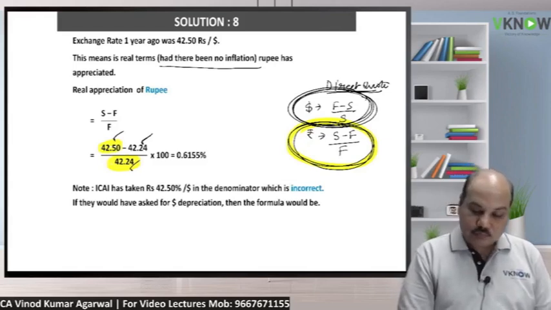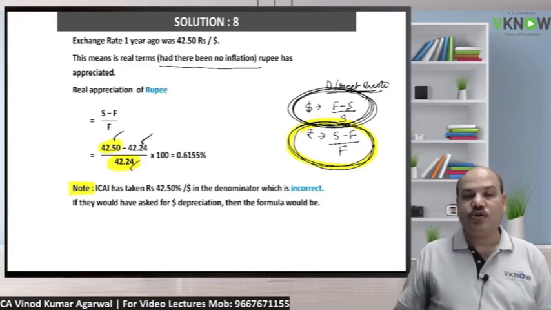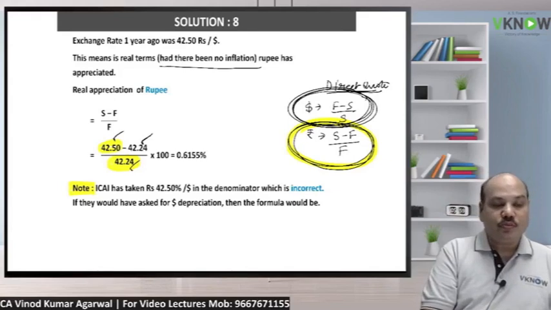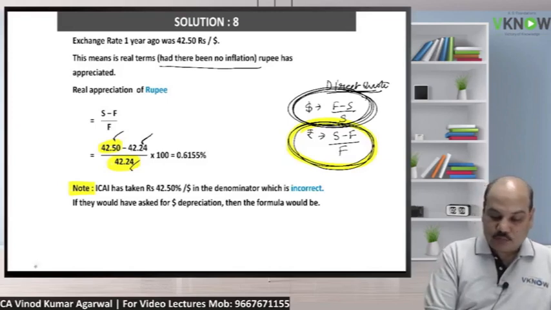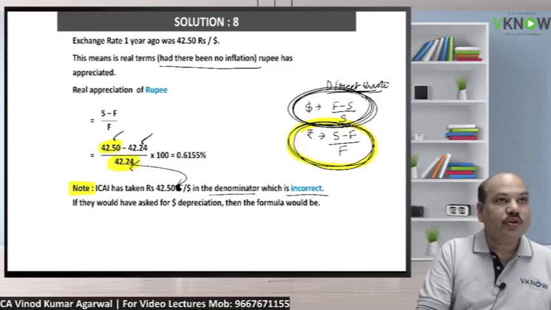I have written a note for you. Later on, if you compare our answer with institute answer, there is small difference here. So you follow this. Note, write down, institute has taken rupees 42.50 per dollar in the denominator. Here they have taken 42.50, which is incorrect. Underline, which is incorrect.